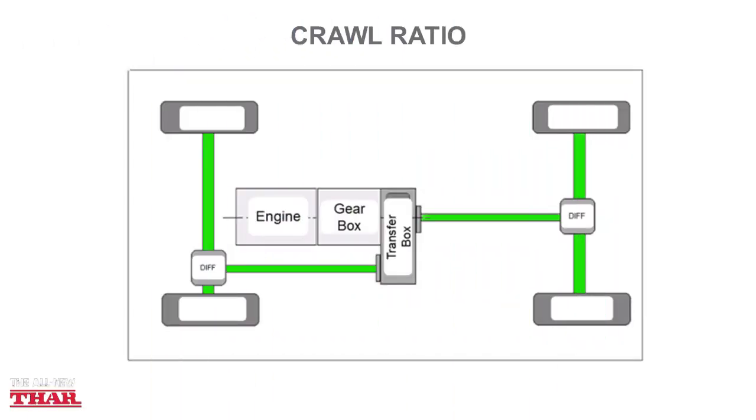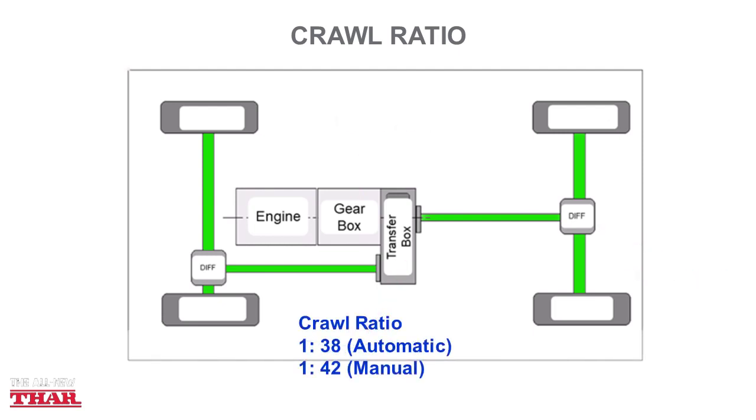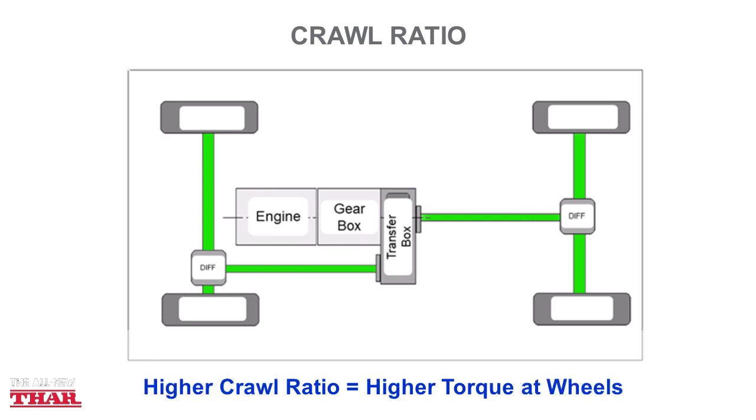Now another term associated with 4L is the crawl ratio. The crawl ratio is simply the multiplication of the first gear ratio, the final drive ratio and the transfer ratio. In the Thar, the crawl ratio is 1:38 for the automatic. The manual transmission Thar has a crawl ratio of 1:42. The higher the crawl ratio, the lower the rotation speed of the wheels, yet the higher the torque provided at the wheels.